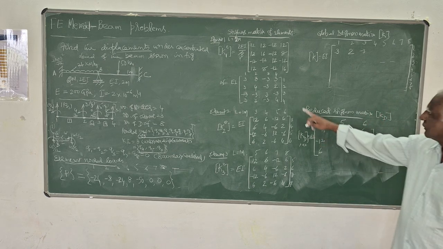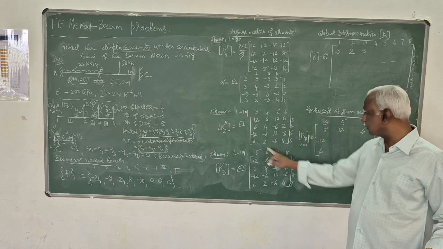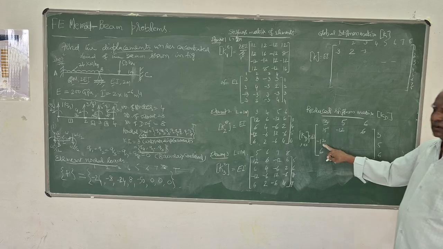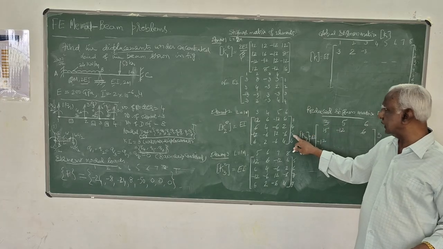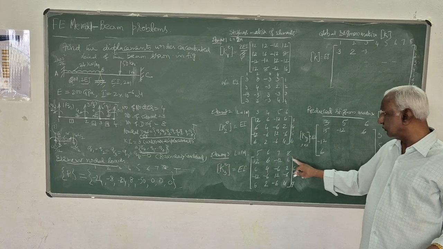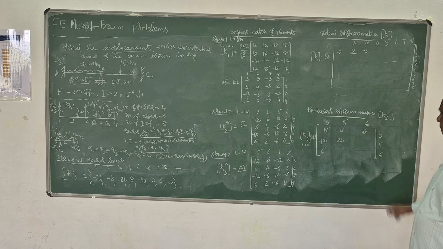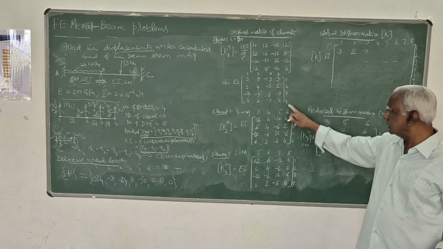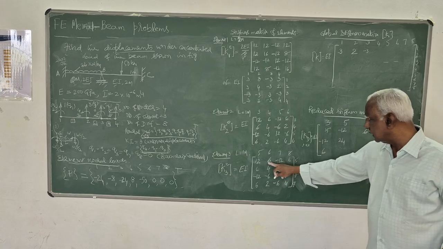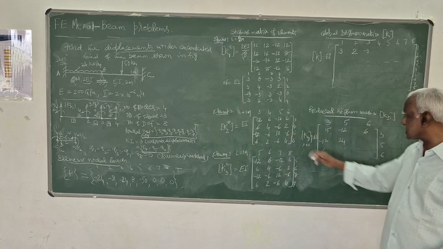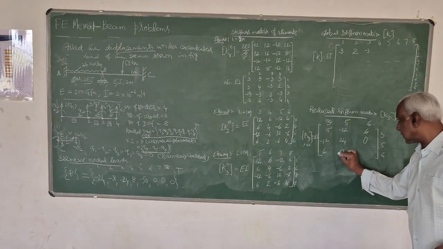5, 3: you don't have it here. 5, 3 is minus 12. Here you don't have it, it is minus 12. Then 5, 5. 5, 5 is 12. 12 plus 12, 24. Then 5, 6. Here you don't have it. Here it is minus 6. Here it is plus 6. Minus 6 plus 6 is 0. So here also it has to be 0.